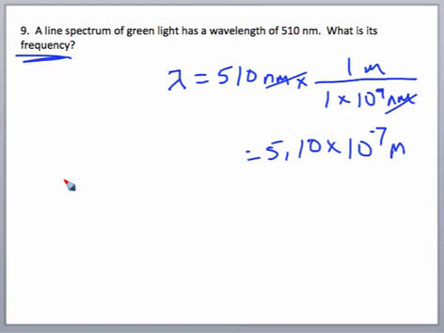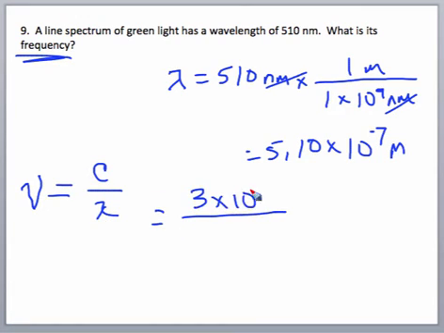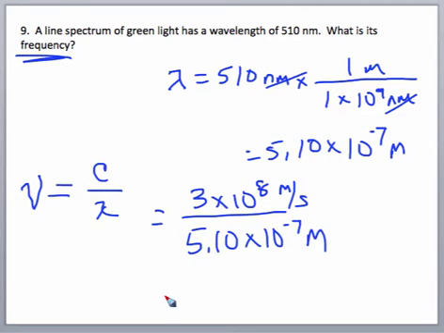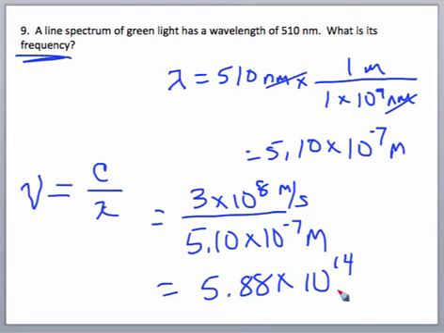Now we're trying to find frequency. So again, frequency is equal to c over wavelength, lambda. So again, c is a constant, 3 times 10 to the 8th meters per second, and our wavelength, which we just converted, 5.10 times 10 to the negative 7th meters. Do the math, and you should get 5.88 times 10 to the 14th, and that's frequency, so it'll be inverse seconds.